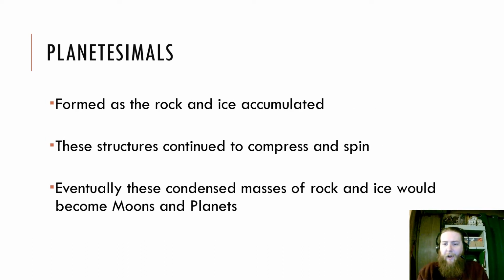Now this ice and rock continued to accumulate into bigger and bigger masses until we had planetesimals. These were like little baby planets. These structures continued to compress and they started to spin much like our sun, heating up. And eventually these condensed masses of rock and ice would become the moons and the planets that we see in our solar system today, and the asteroids and the meteors and all of that good stuff.